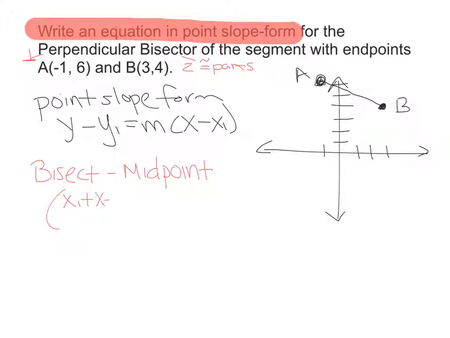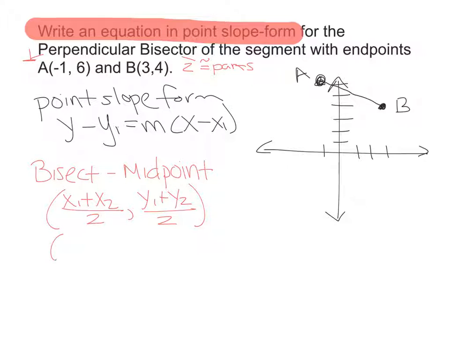which is averaging the x's and averaging the y's, and that will be an ordered pair. So why don't you guys find the midpoint of AB right now.